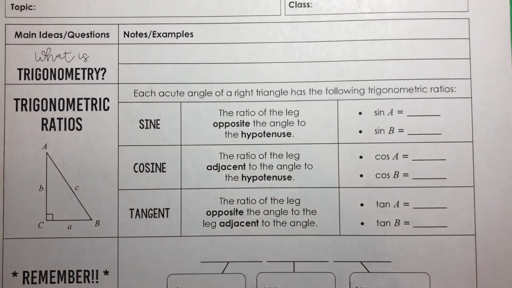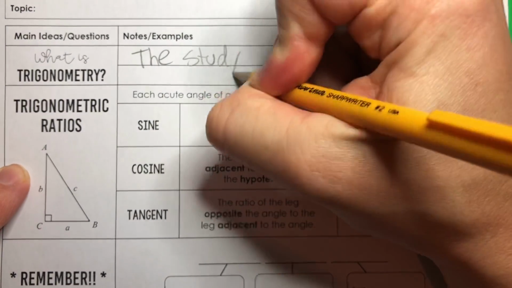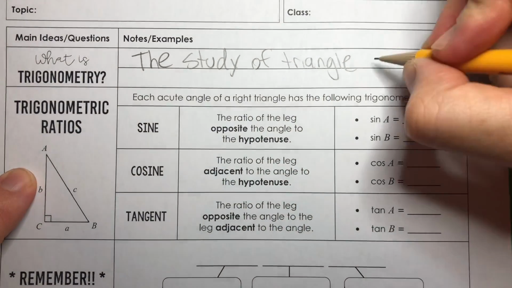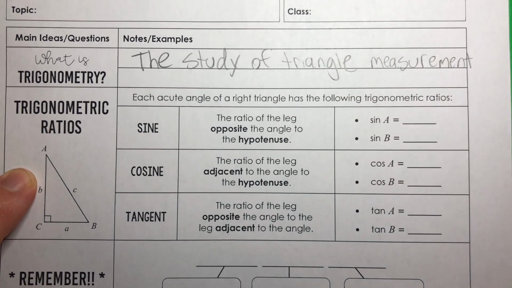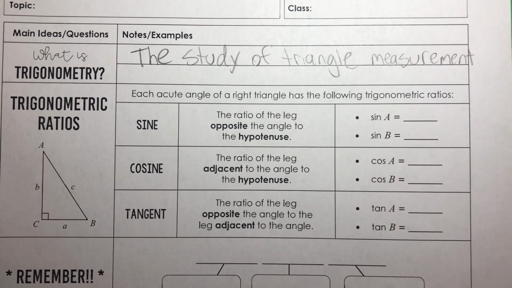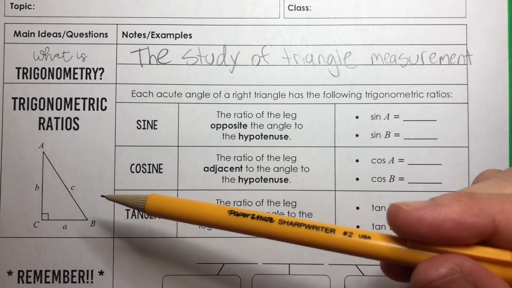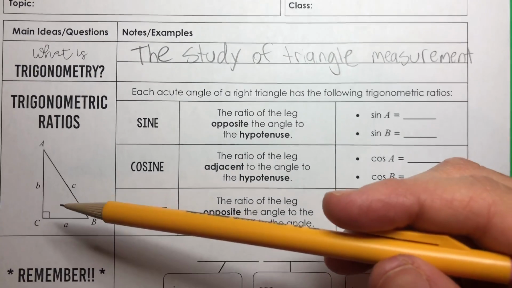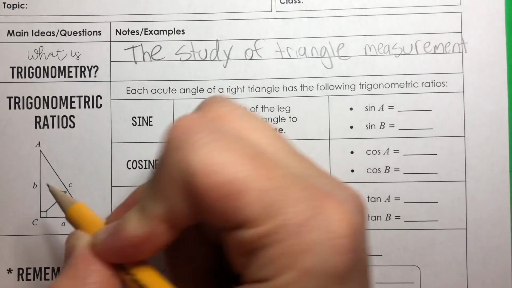So what is trigonometry? Well, trigonometry is basically just the study of triangle measurement. Okay, a little bit off the paper there, but it's just studying triangles, specifically right triangles here, and the measurements that can be found within that triangle. So when you're making these ratios, we're going to be focusing on the right triangle, which has a hypotenuse and two legs. Now, in your right triangle, that hypotenuse is always going to be the longest side, and it's going to be across from your right angle.